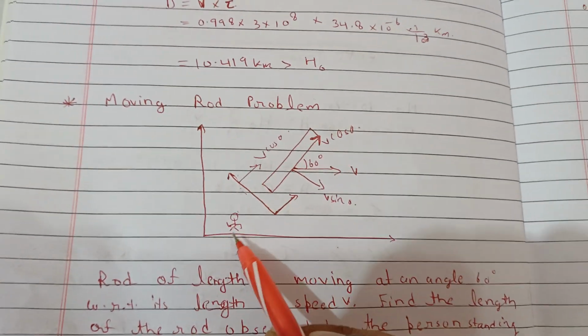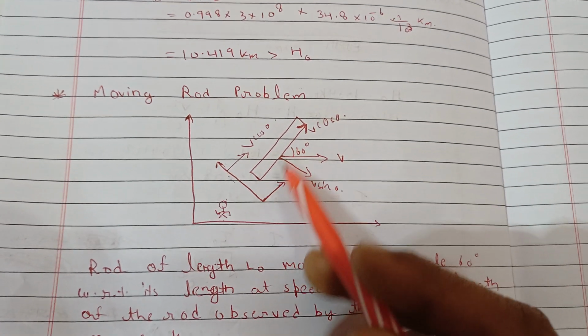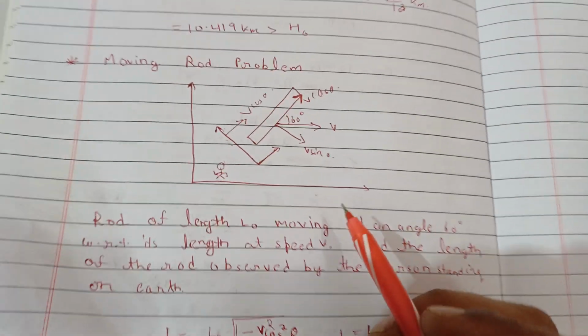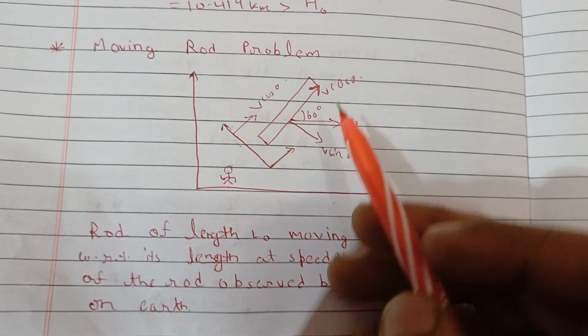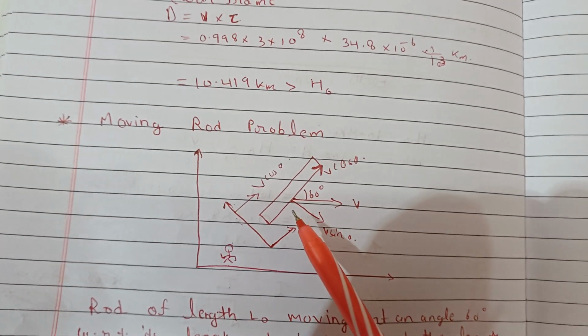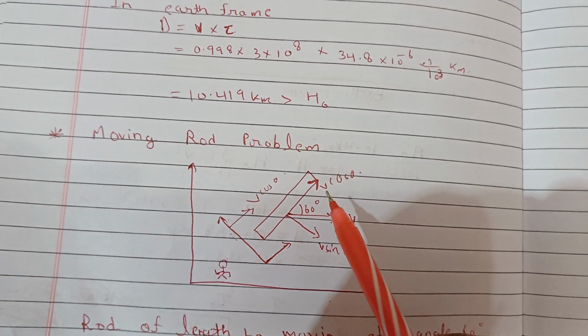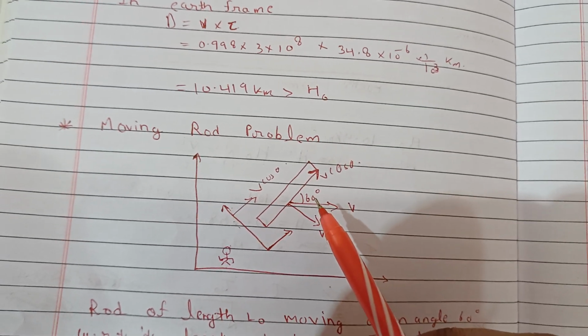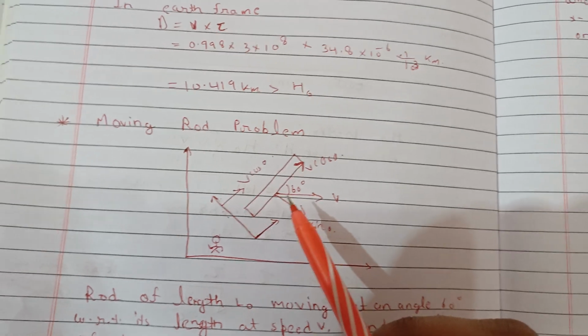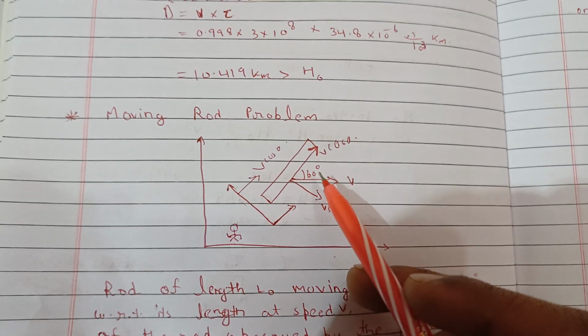Okay. So what is the length, according to him, of this rod? We will see, as we study in length contraction, that only the length in the direction of the velocity component, the moving direction, is going to contract, not the one in a different or orthogonal direction.